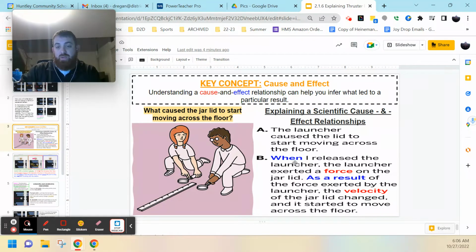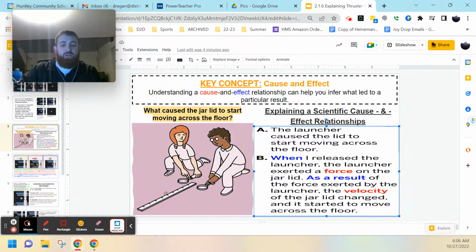A better response would be, when I released the launcher, it exerted a force on the jar lids. As a result of the force exerted by the launchers, the velocity of the jar lids changed, and they started to move across the floor. So notice we're beginning to show cause and effect. This cause had this effect. We're using our science terminology to explain how this cause creates this effect. And we're going to need to do this for our space pod.